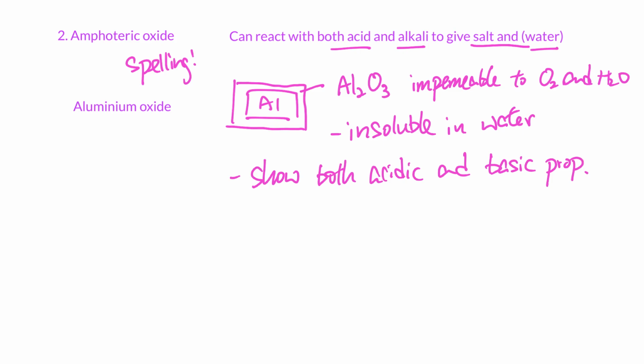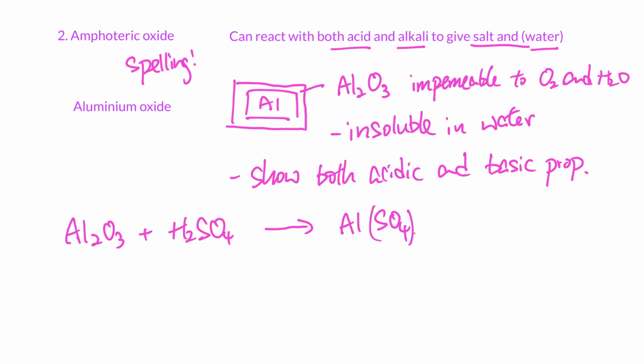Okay, how do we do that? The first one, when aluminum oxide reacts with acid, say for example sulfuric acid, they do give salts and water. So this one multiplied by 3, and then you got 3 waters there. Okay, so this one is the acid property.